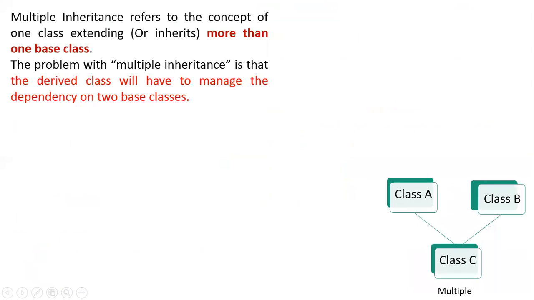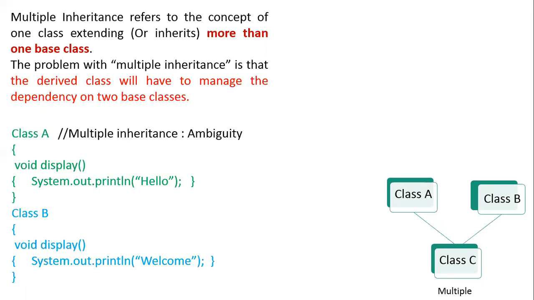Next type of inheritance is multiple inheritance. So in this, when one class is extending more than one base class, that type of inheritance we call a multiple inheritance. Multiple inheritance is not supported by Java, but still it can be implemented using interfaces. The problem with multiple inheritance is that sometimes it can lead to ambiguity.